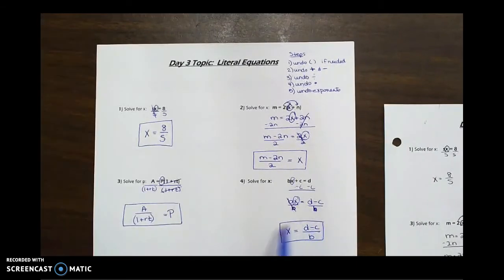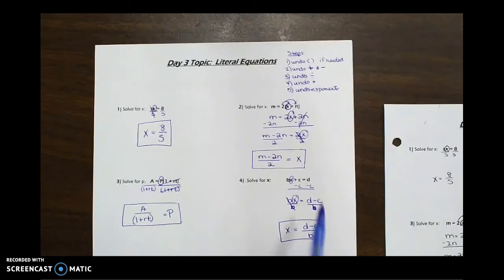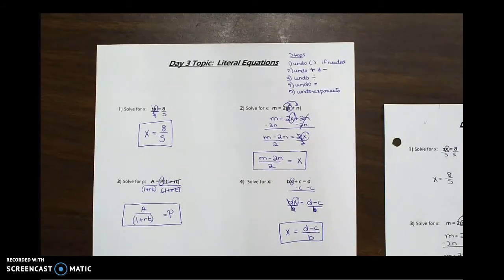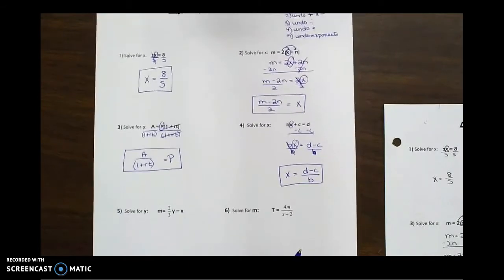All right, we're back. Let's take a look here. So did you get x equals d minus c all over b? Well, let's take a look. You subtract the c, you get d minus c, and then you divide by the b. We've got it.